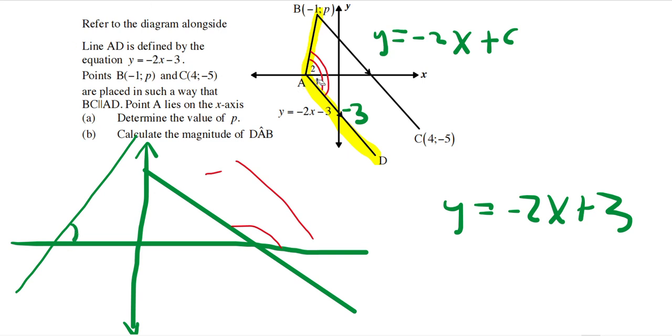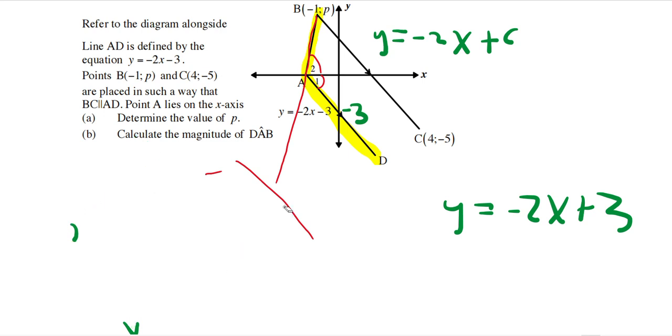So let's put that on our diagram. This line here, if it was to continue, would go like this, and our angle of inclination is this one. Then for this one here, AD, our angle of inclination is this one. So we need the gradient. Let's solve now. What is the gradient of line AB?